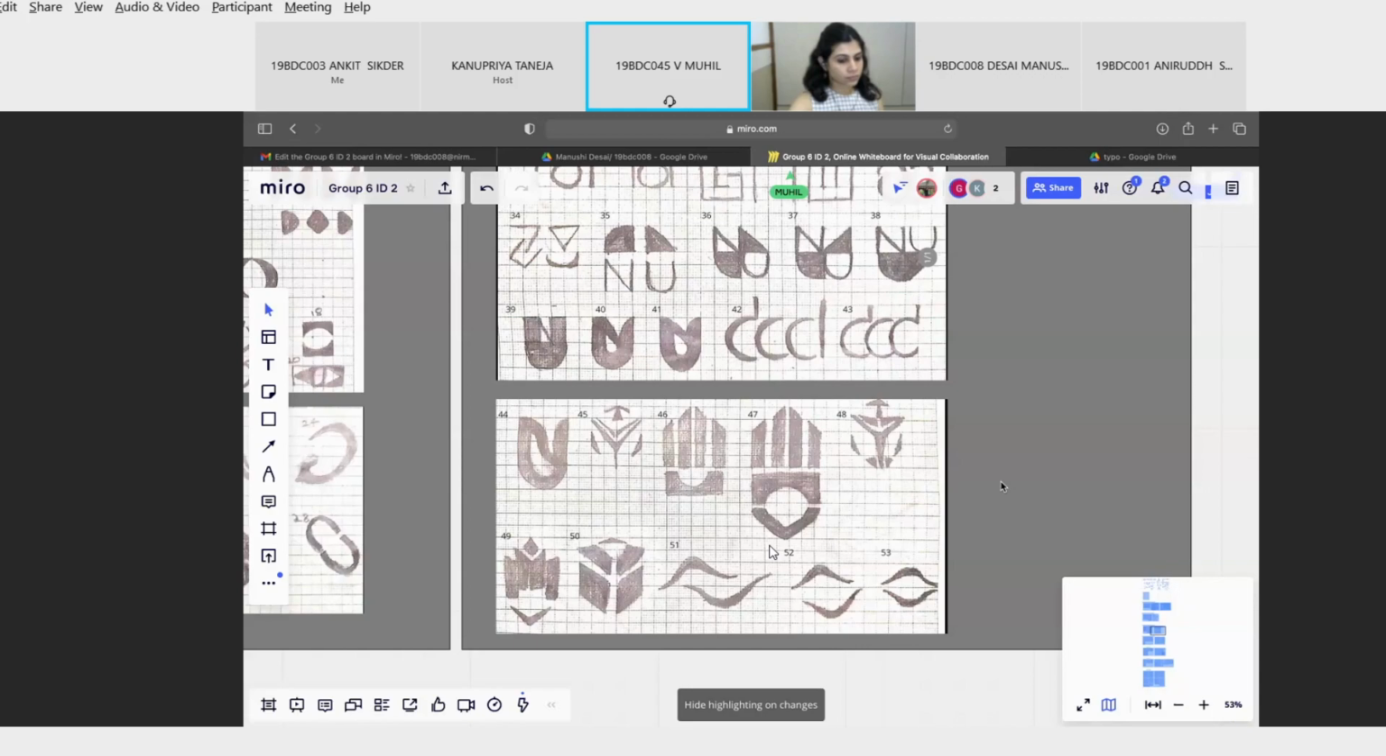So I don't think 52 and 53 works. 53 might work. 51 also looks like a flow, a path, kind of a river kind of a thing. So I think I can suit this because a river with a lot of bends is kind of like thriving.